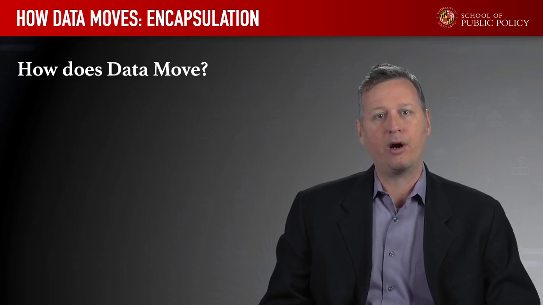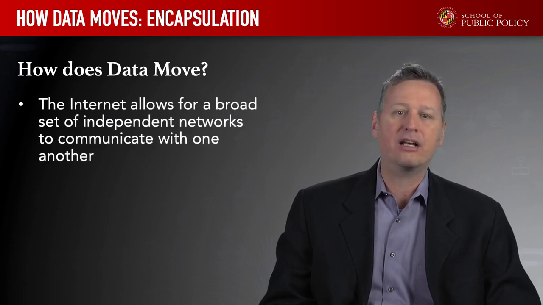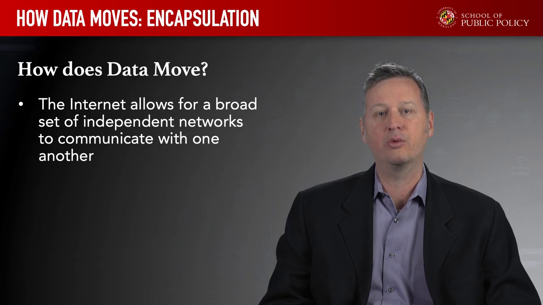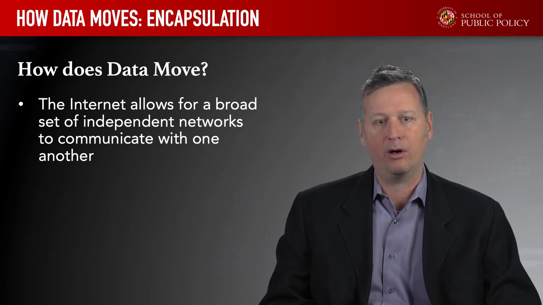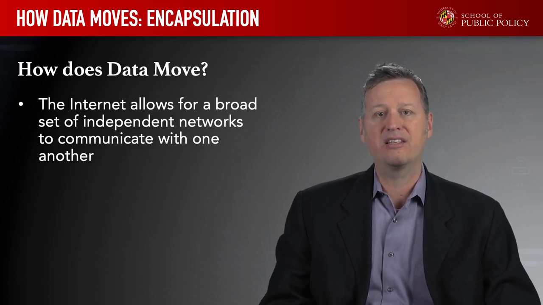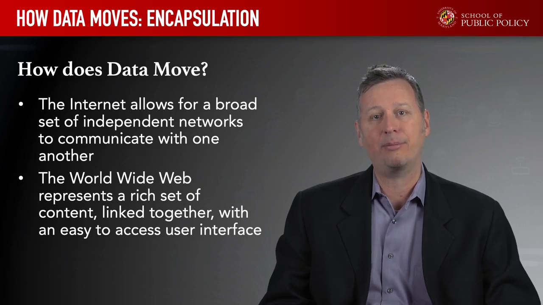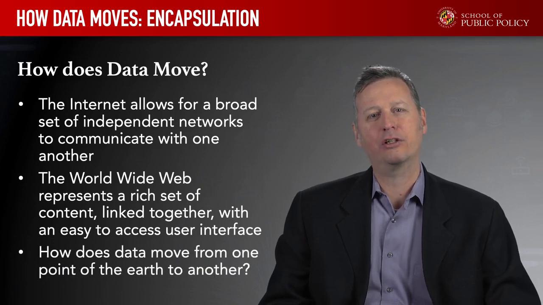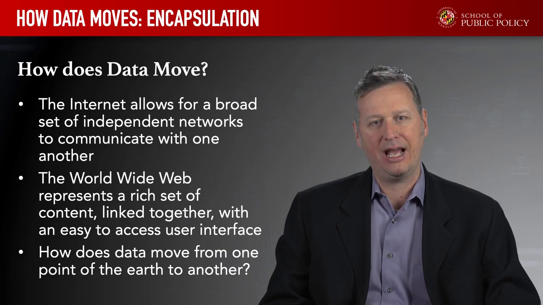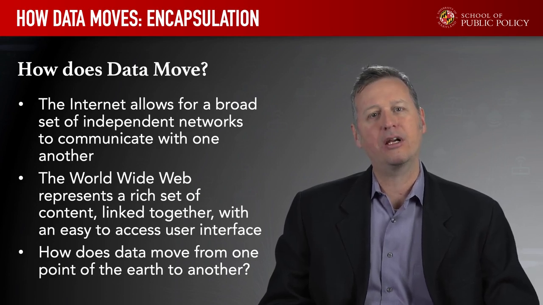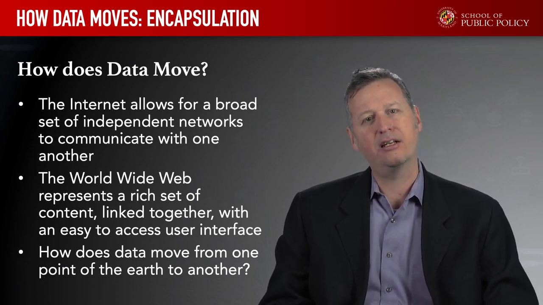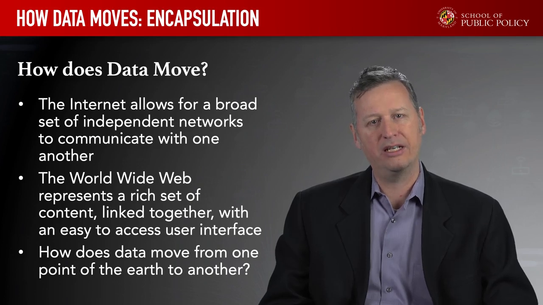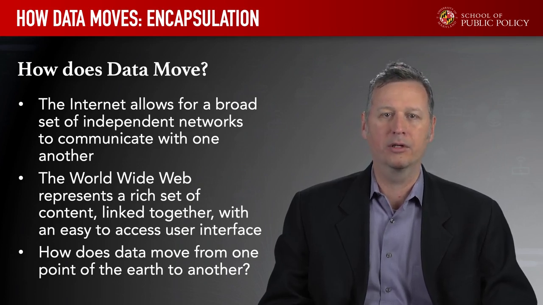We know from our prior conversations that the internet allows for a broad set of connections between interdependent networks, and they communicate with one another. The World Wide Web is a set of content that sits on top of those independent networks. But the question is, how does data actually move from one point of the earth to the next? If I'm in Maryland and I want to communicate with someone in Mumbai, how does that actually happen? How does that data move from one point of the earth to the next? And that's what I want to talk about more today.